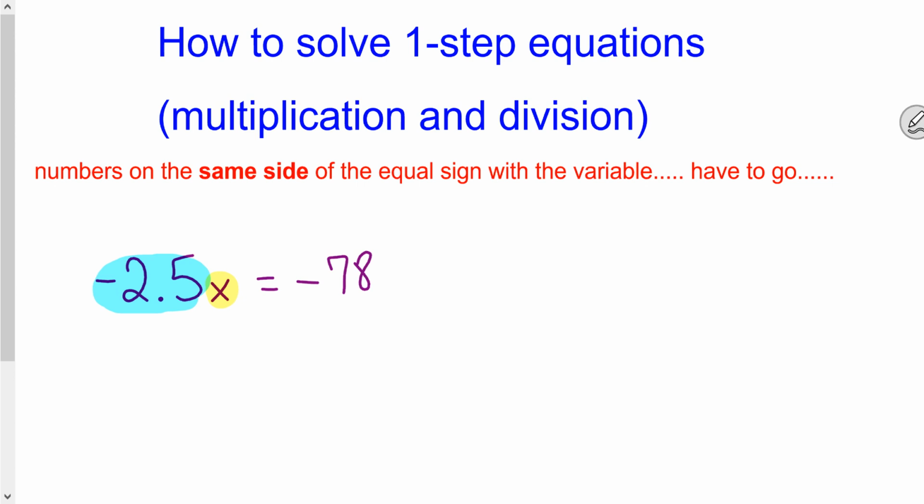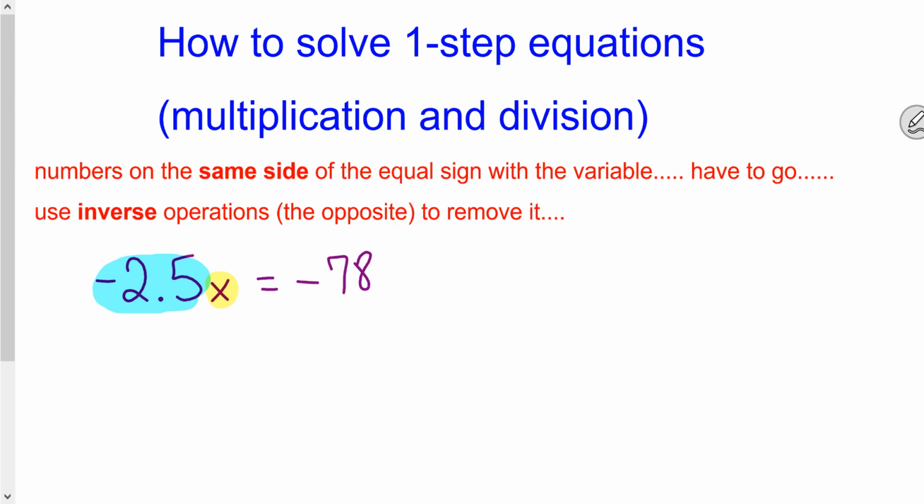Now, as long as you can recognize that that is multiplication, you're in business, okay? The telltale sign of multiplication is when the number is pushed right up against the variable and there's no space there. There's no sign in between them. So don't think of it as minus 2.5x. Think of it as negative 2.5 times that unknown number x.